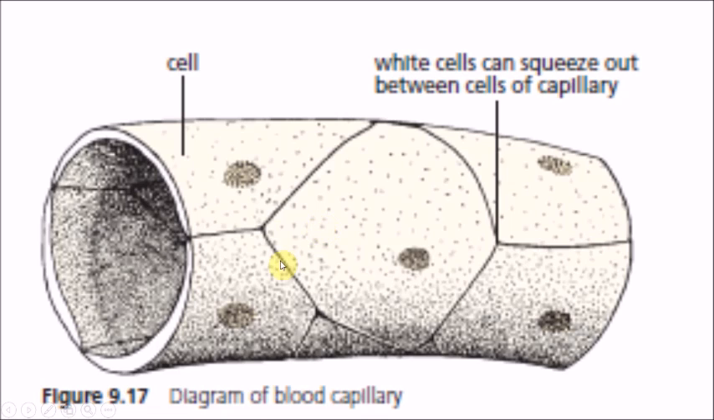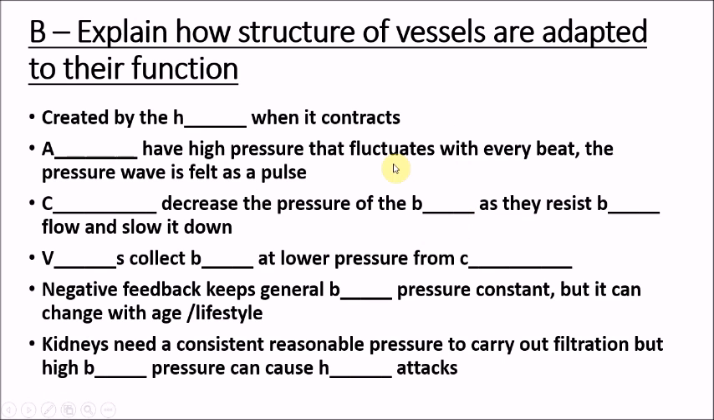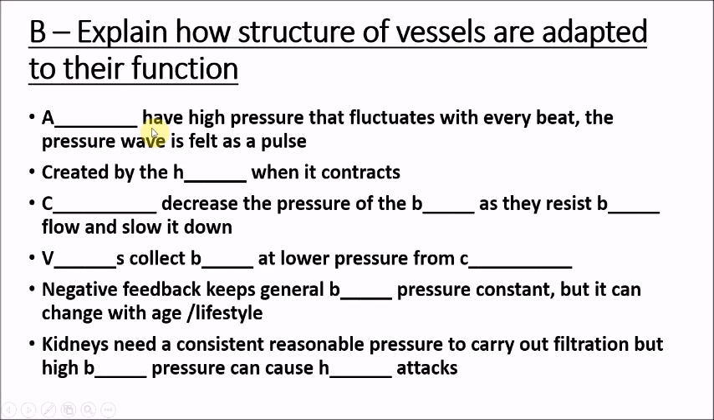This just shows the structure of a capillary. It says that the white blood cells can squeeze out of the gaps in the capillary walls. This is to aid in the immune response. Now, to explain how the structure is adapted to their function. Arteries have high pressure that fluctuates with every beat, and the pressure wave is felt as a pulse, and it's created by the heart when it contracts.